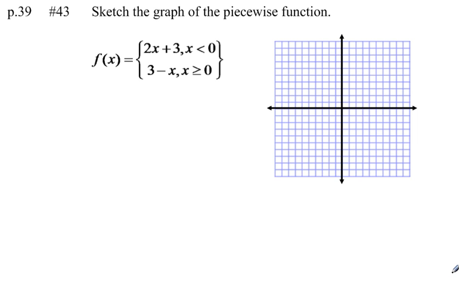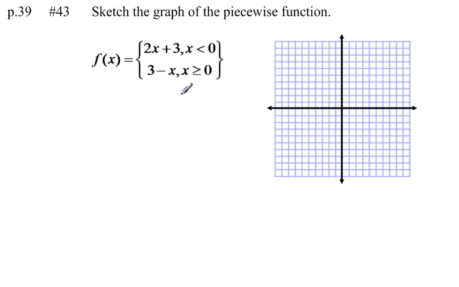Page 39, problem number 43 reads, sketch the graph of the piecewise function. And this piecewise function reads f of x equals 2x plus 3 when x is less than 0, and f of x equals 3 minus x when x is greater than or equal to 0.